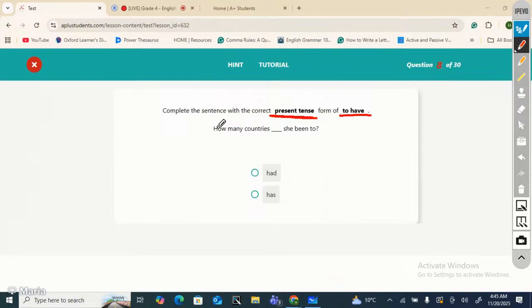Well, has. Good. Good job. It's has. Option two. How many countries has she been to? Because the subject is she, and with she, we use has. Good job.